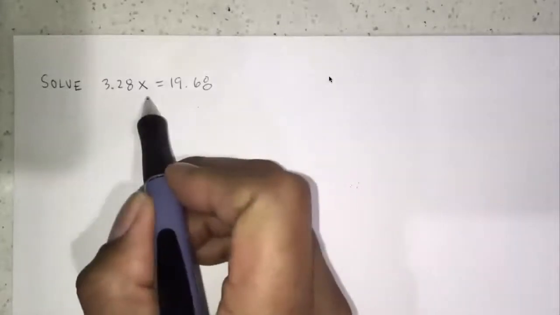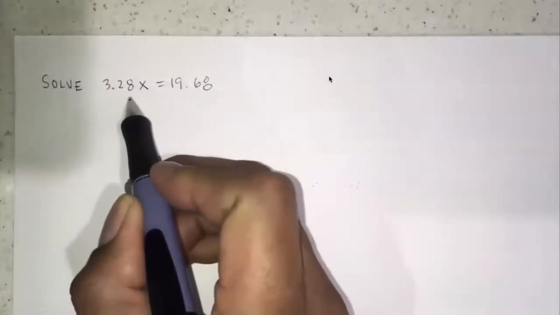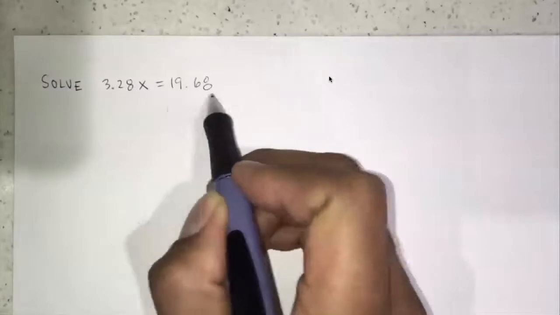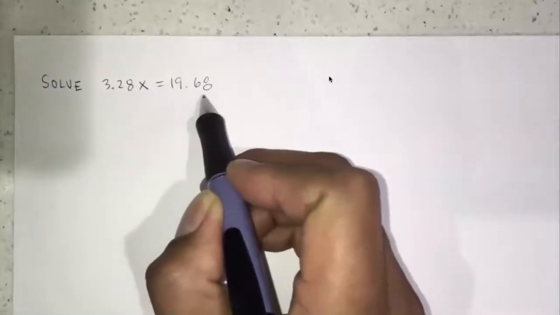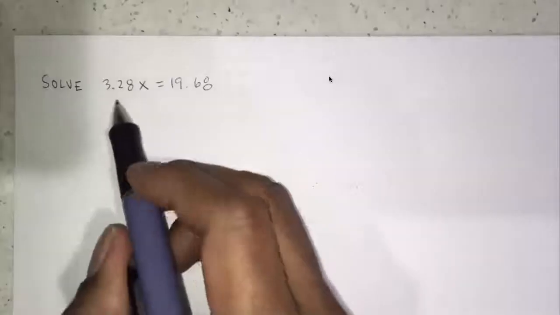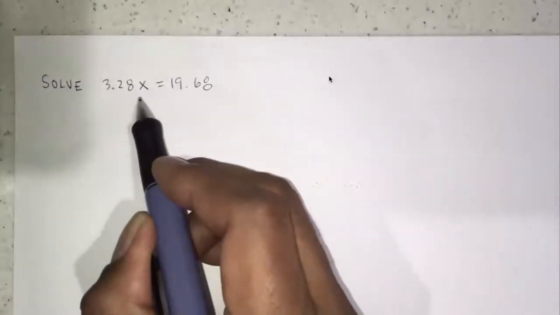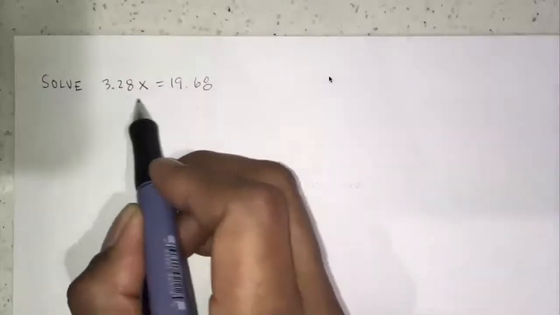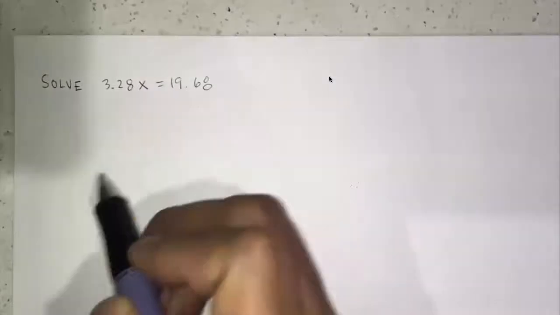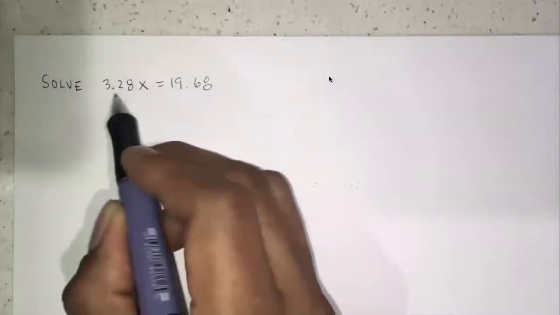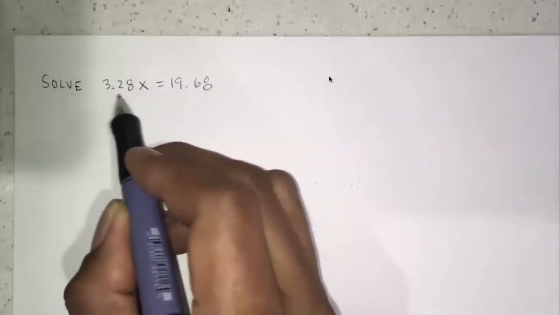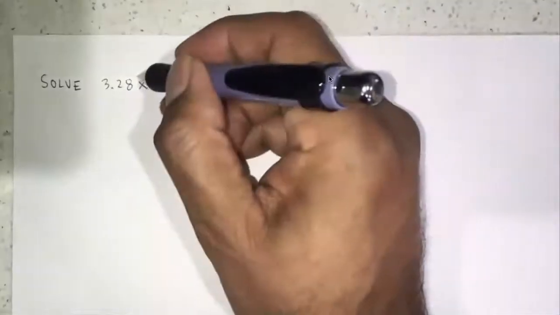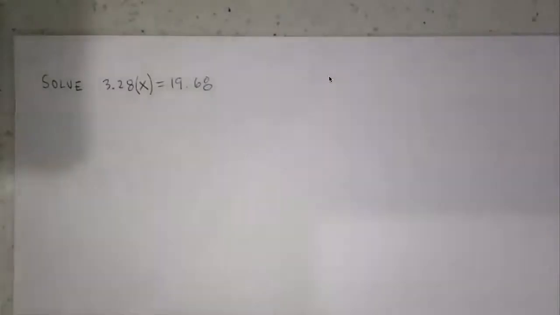The left side expression reads 3 and 28 hundredths times some quantity, and that has to equal the right side of the equation, 19 and 68 hundredths. Some of you also got used to reading it as 3.28x equals 19.68. Notice when I read this, 3.28x, we know that we're multiplying when I have the coefficient, a number, in front of that variable. So this is multiplication.